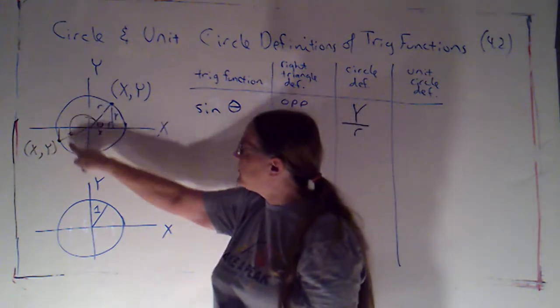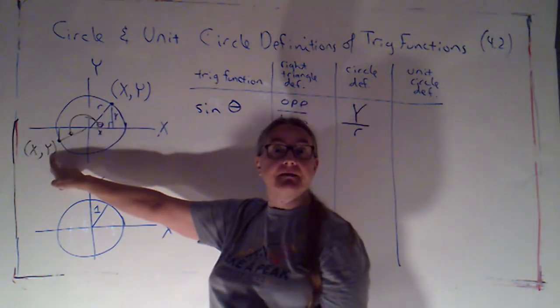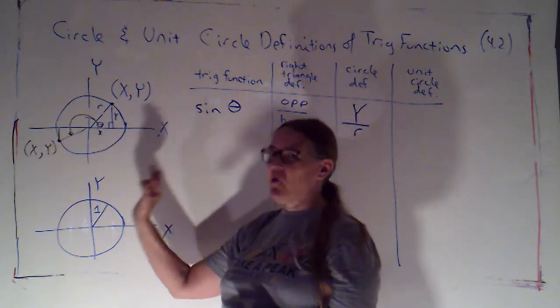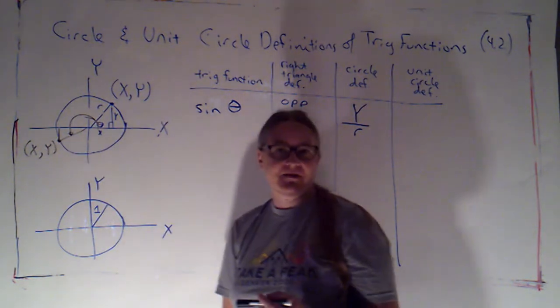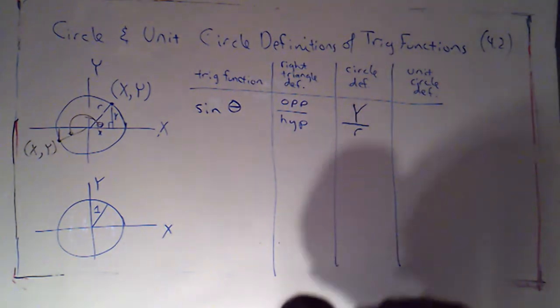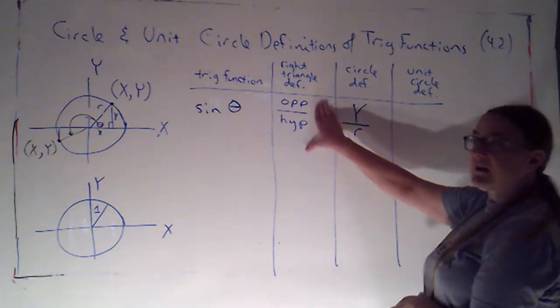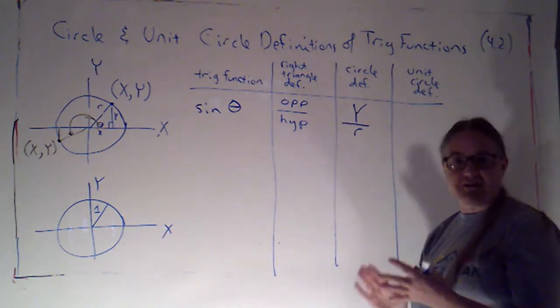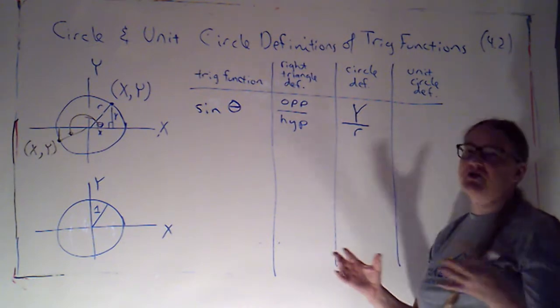So the angle that I drew here would simply have a negative sign because the y value would be negative, but r is always a length. It's always the radius of the circle, so it's always positive. What's kind of nice is I can use my SOHCAHTOA, my right triangle definitions, to remind me of the circle definitions and to see the connection between them.